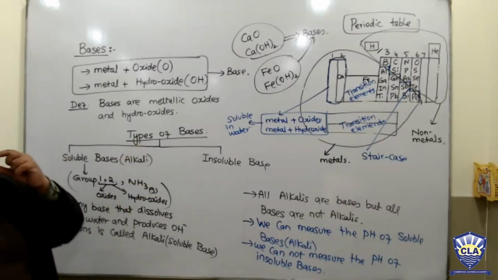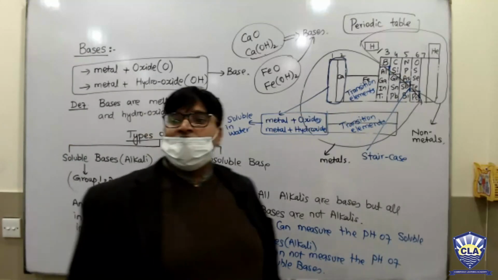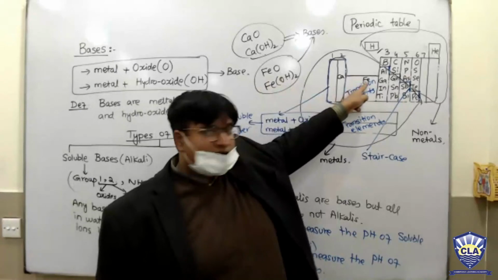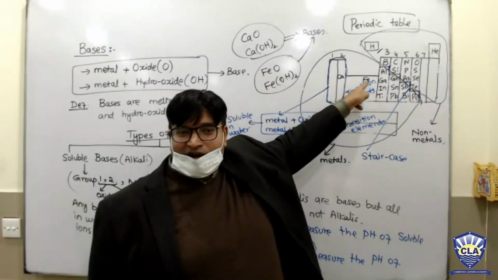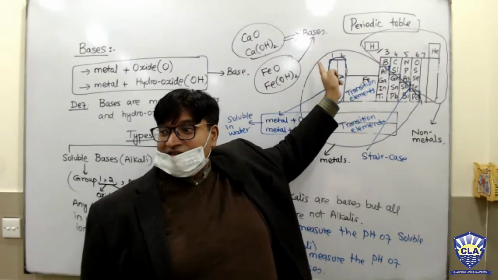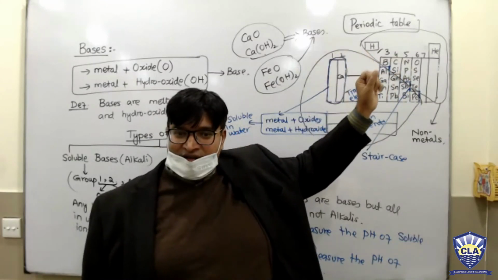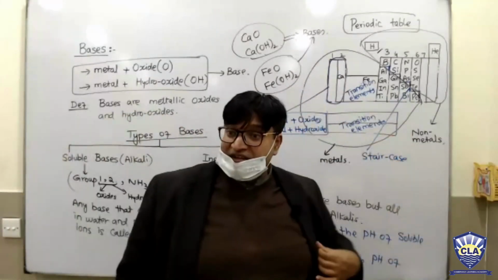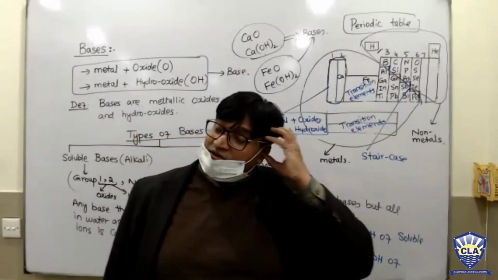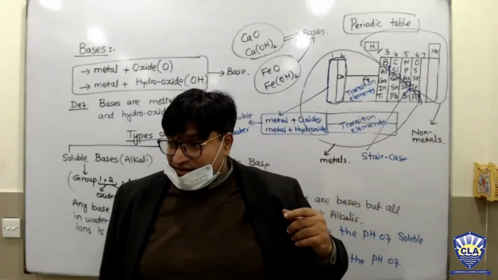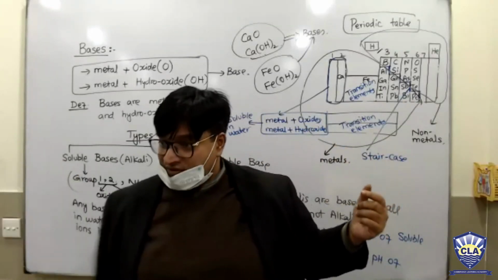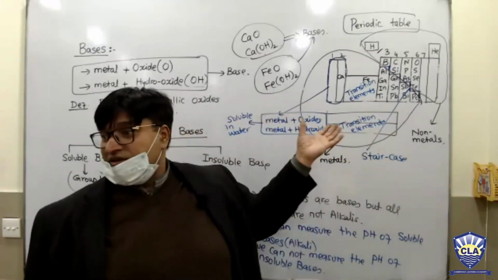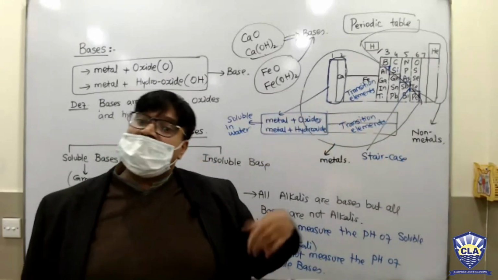For the base which is insoluble in water, let's suppose somebody asks you what is the pH of iron oxide, iron is present up here, so your answer should be, we can't find out its pH. Why? Because it is insoluble in water. You got it? So keep remembering this stuff, because most students get confused with it. They just hear the name of the base and say, oh, base, it has a pH above 7. But keep remembering, not all bases have a pH. Only those bases which dissolve in water have a pH.